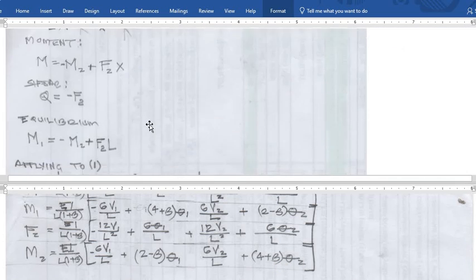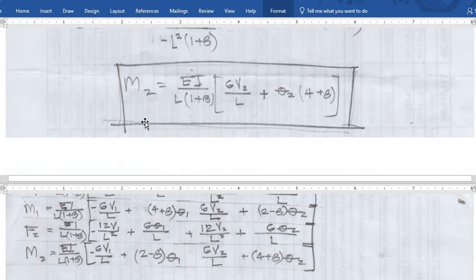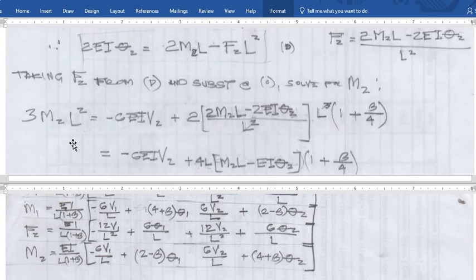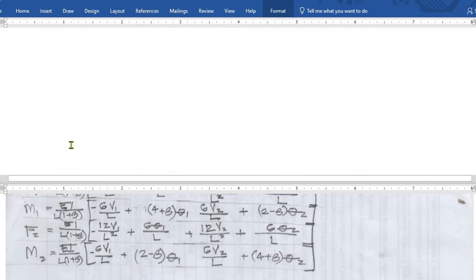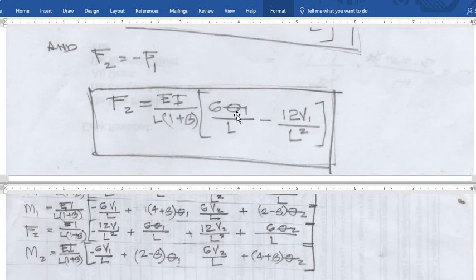Still part of M2. Yan. Okay? So, 6V2 all over L, and then yan. Theta 2 times 4 plus beta. And then finally, we have your F2. Ayan siya. F2, we have 6 theta 1 all over L. Ito. Tsaka minus 12 V1 all over L squared.